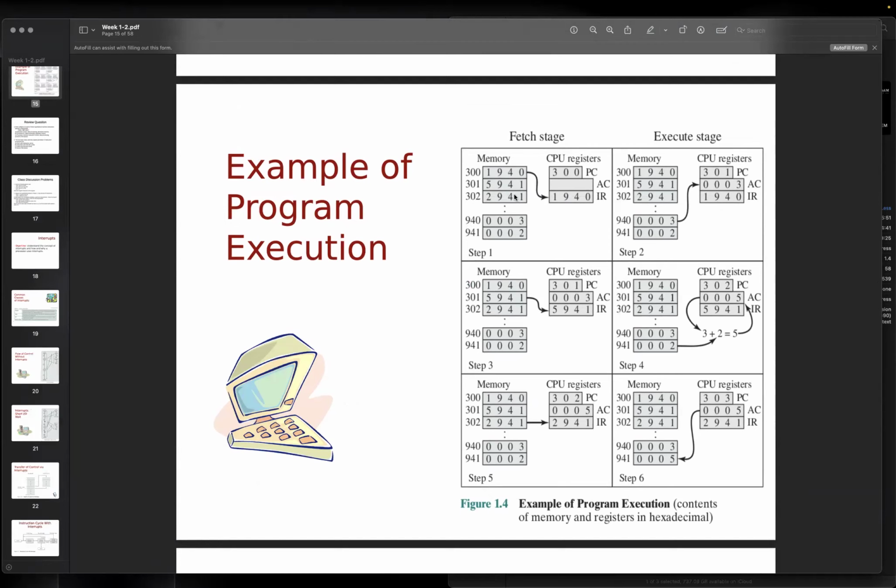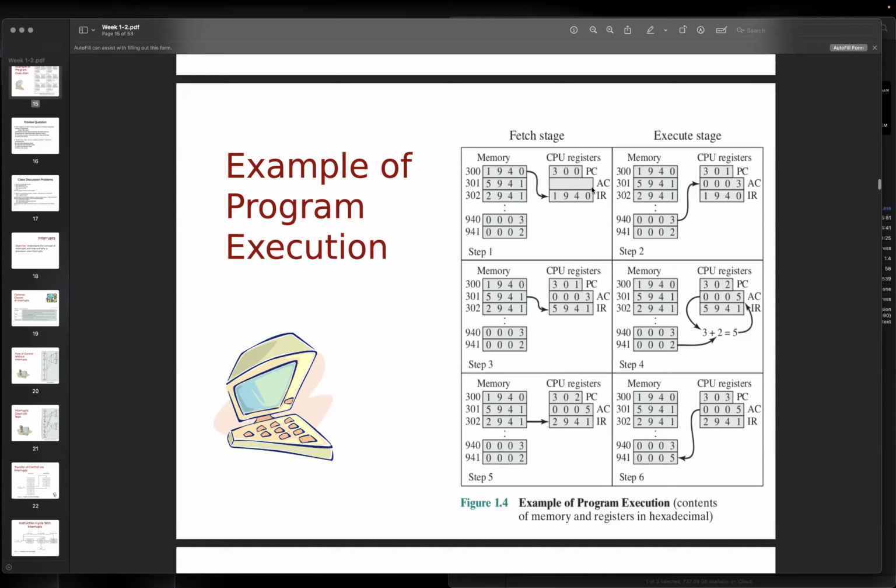Once we fetch an instruction, inside the CPU is where the program counter is stored. Remember, the program counter is the memory address location, and every time we move on to the execution stage, it automatically adds one. We also have the AC, the accumulator, so when we are adding a value, whether adding or subtracting, all of this will be stored in the AC.